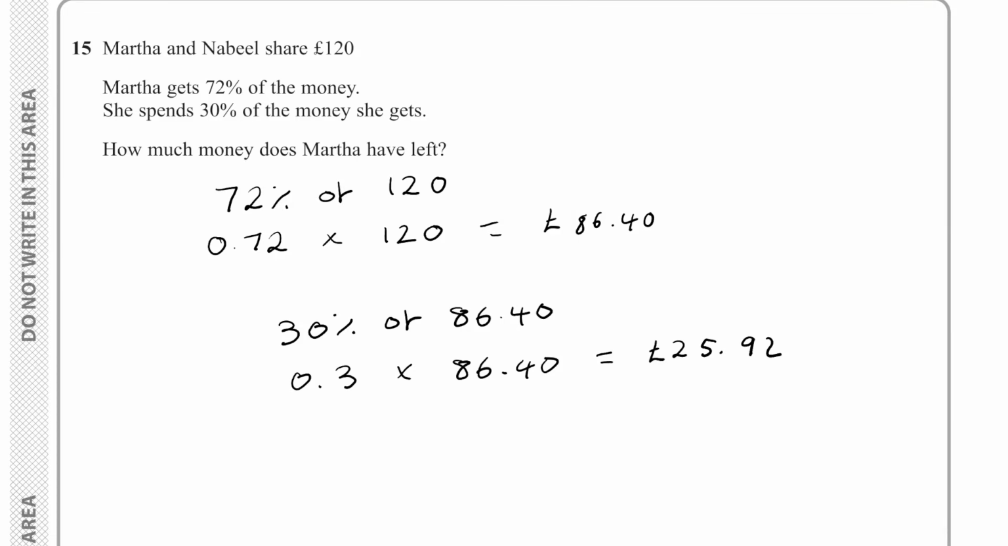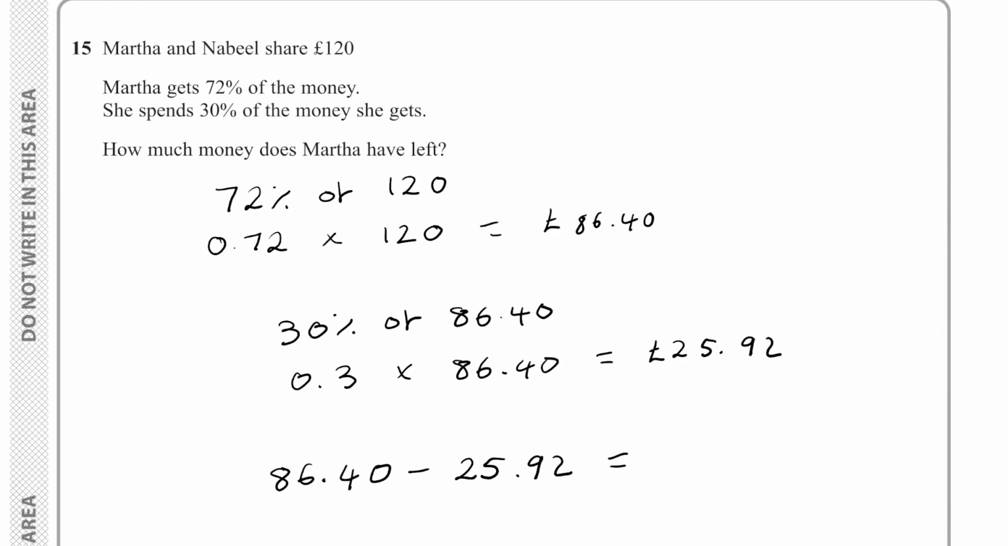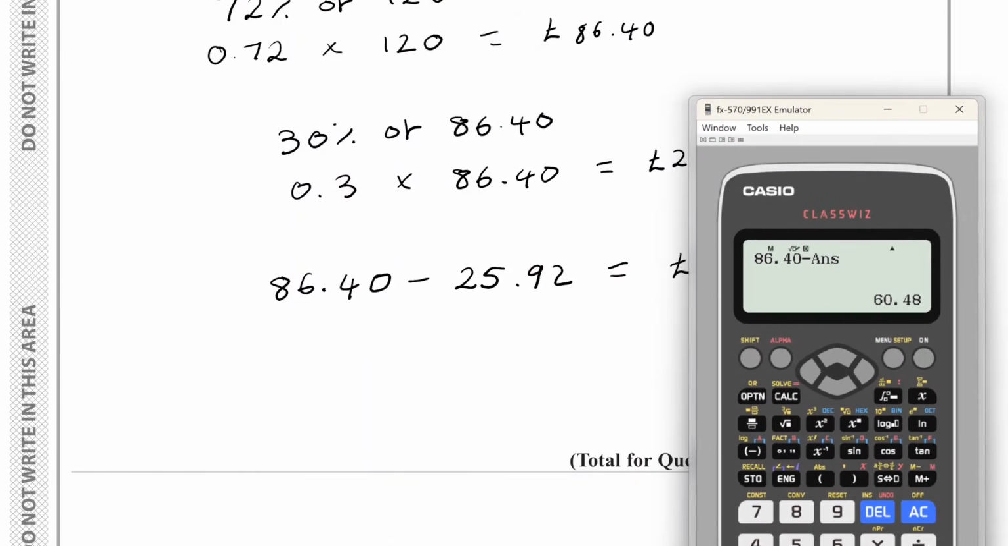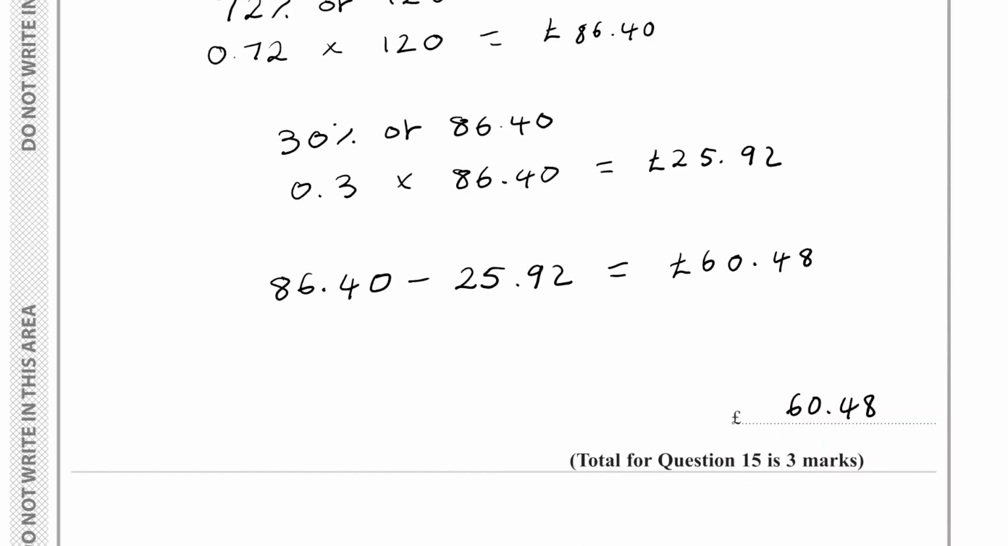She spends 30%. So what does she have left? She's got £86.40. Take away £25.92. £86.40. Take away my last answer. That is £60.48. So that is the answer, £60.48. And I'll just show you, if you had worked out, instead of working out 30% and taking it off, we could have just worked out 70% of £86.40, and we would have got the same, £60.48.